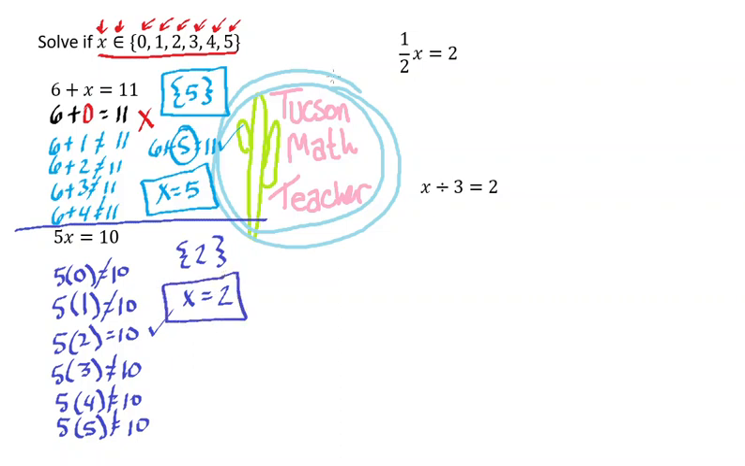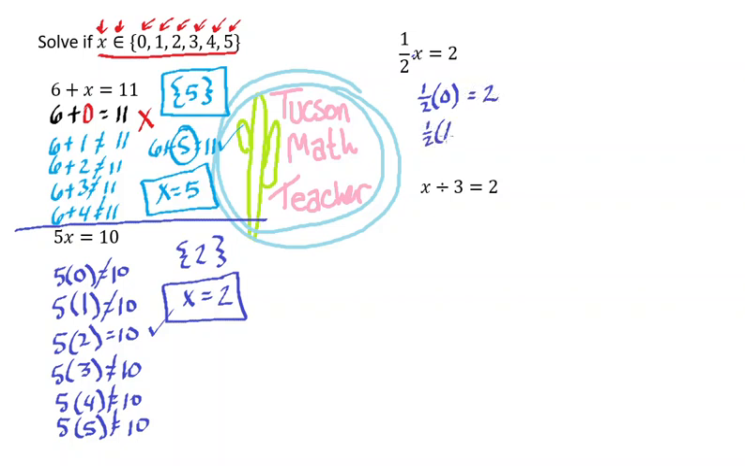Okay, let's do this one up here with the fraction 1/2 x equals 2. This is another multiplication problem, right? It's 1/2 times x, but 1/2 times something means the same thing as divide that something by 2. Cut it in half. So 1/2 of 0 is 0, not 2.